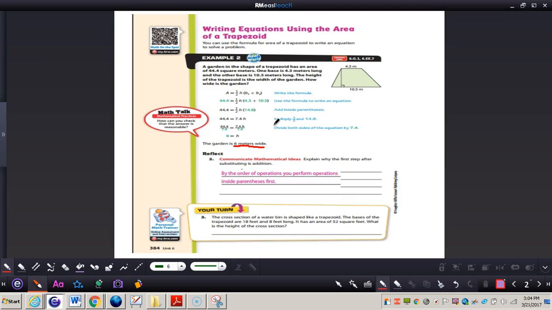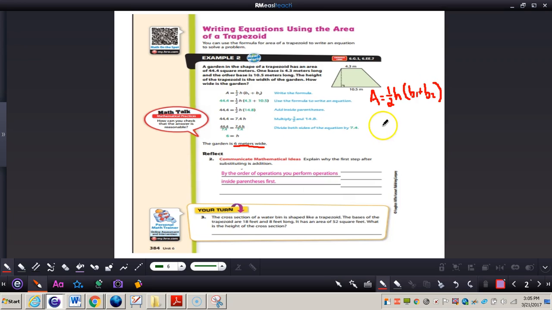We'll do this together. It says a cross section of a water bin is shaped like a trapezoid. The bases of the trapezoid are 18 feet long and 8 feet long. It has an area of 52 square feet. What is the height of the cross section? So we're going to first of all write down our formula. So we know that area equals 1/2 times the height times base 1 plus base 2.